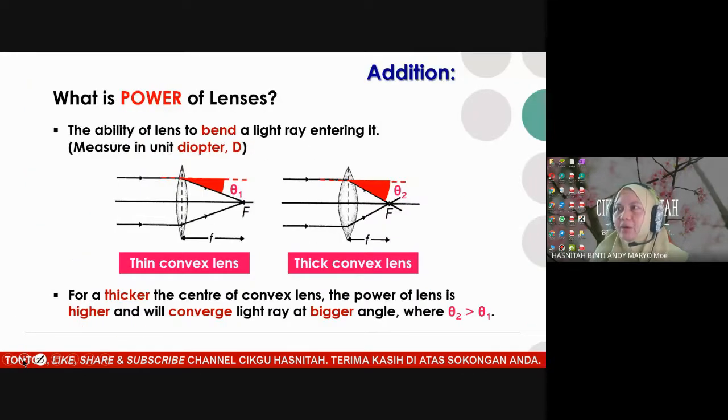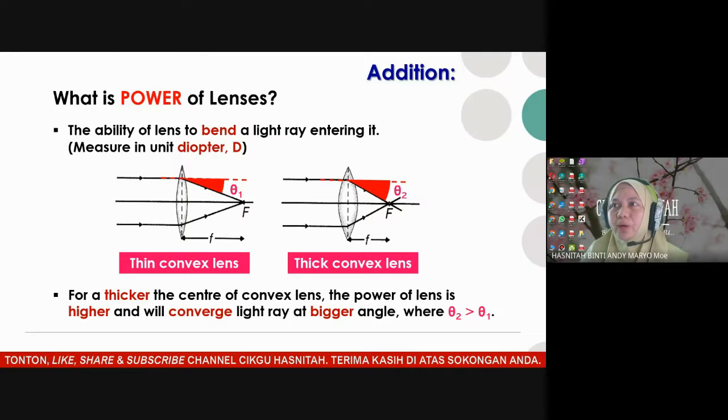So we have done with 6.3.4, to use linear magnification in order to determine whether the image has been diminished, magnified, or the same size as the object. This one is an addition. Addition notes mean it is not inside your textbook. So it is an addition information.